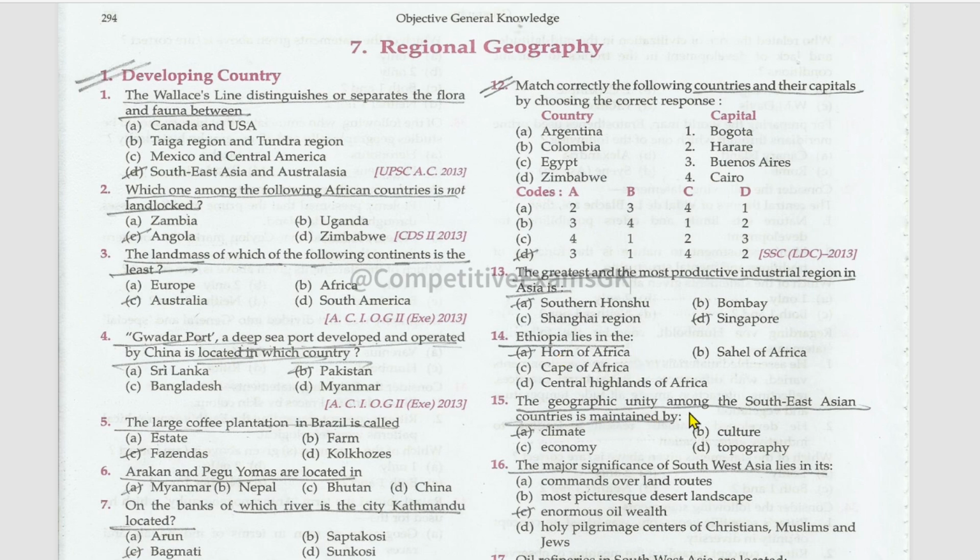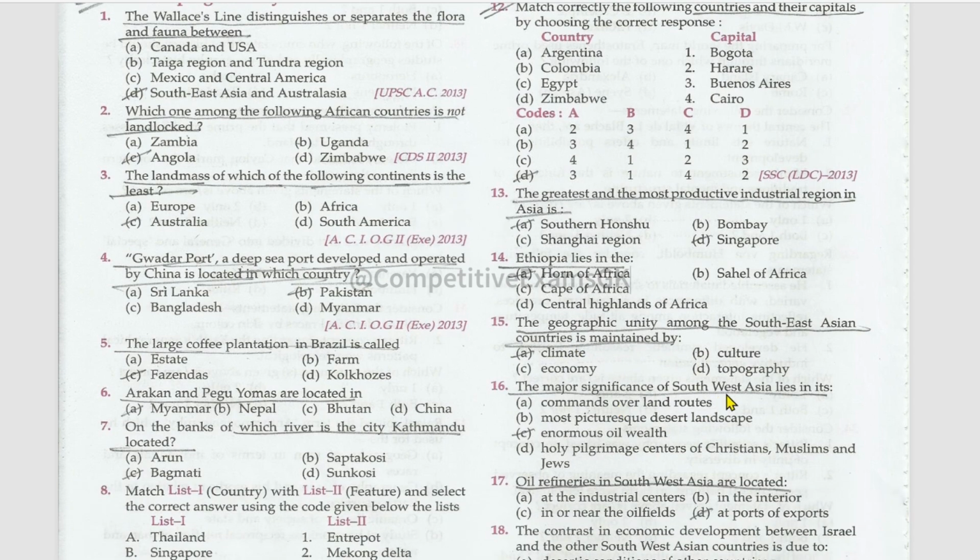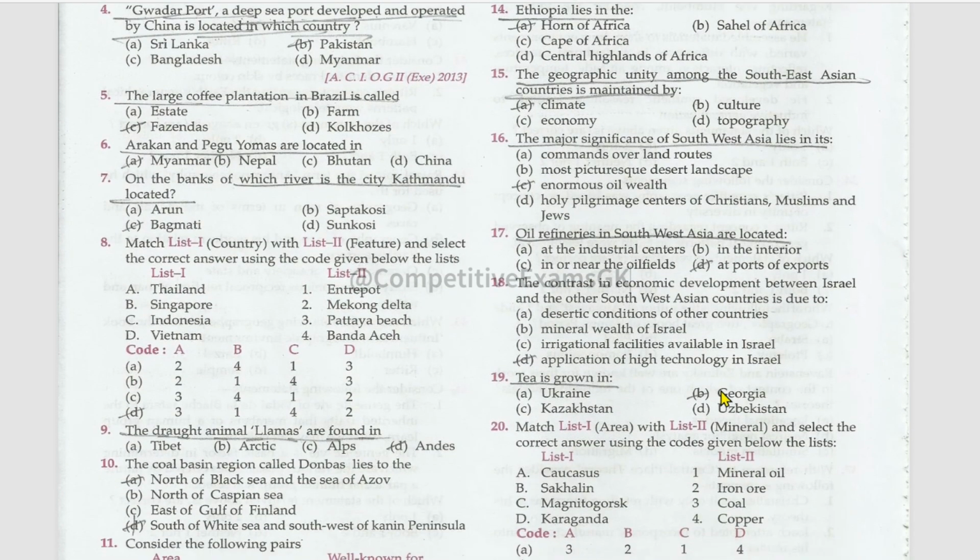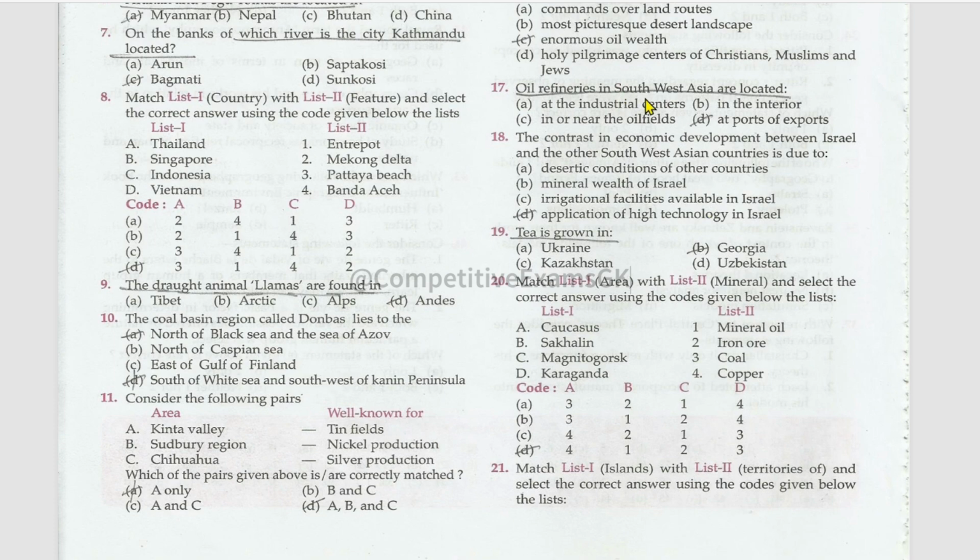The geographic unity among the Southeast Asian countries is maintained by climate. The major significance of Southwest Asia lies in its enormous oil wealth. Oil refineries in Southwest Asia are located at ports of exports. The contrast in economic development between Israel and other Southwest Asian countries is due to application of high technology in Israel. Tea is grown in Georgia.